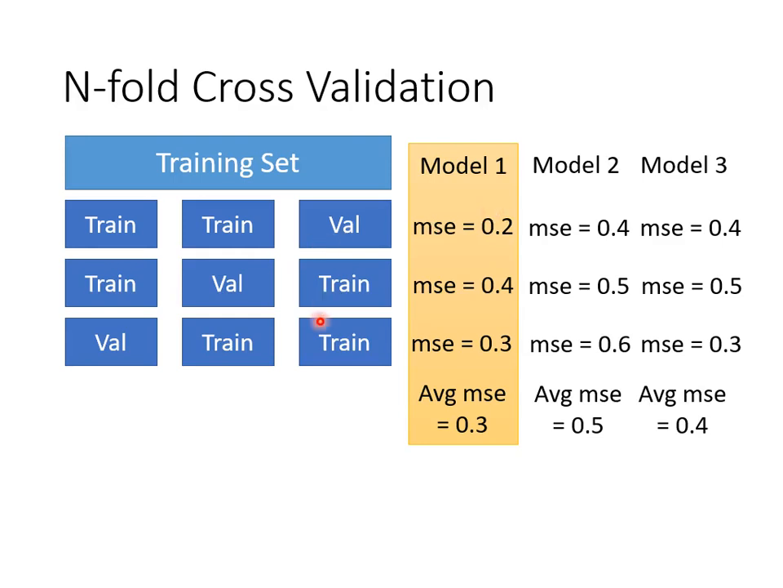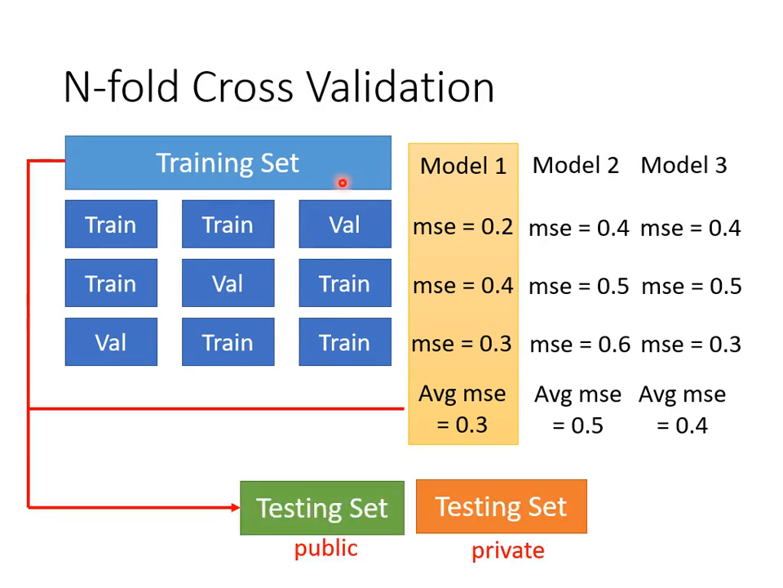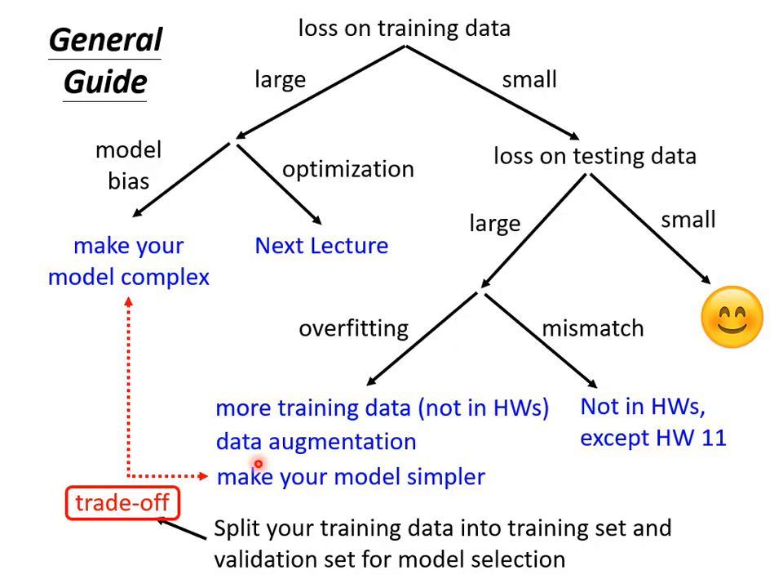The result you get with these 3 folds is that model 1 performs best. Then you use all the data in the training set to train model 1, and use the trained model on the testing set. Okay, this is n-fold cross-validation. This is the guide for the early stage of this course. It can take you to win all the early instance dungeons.